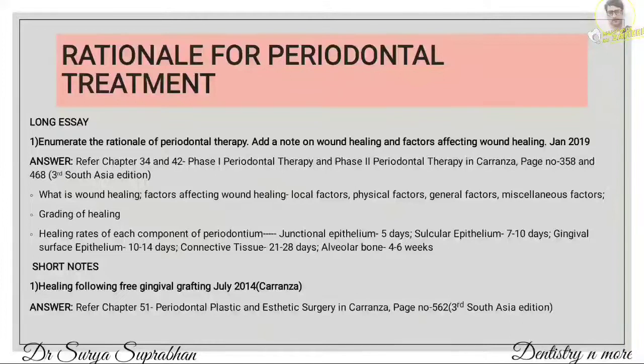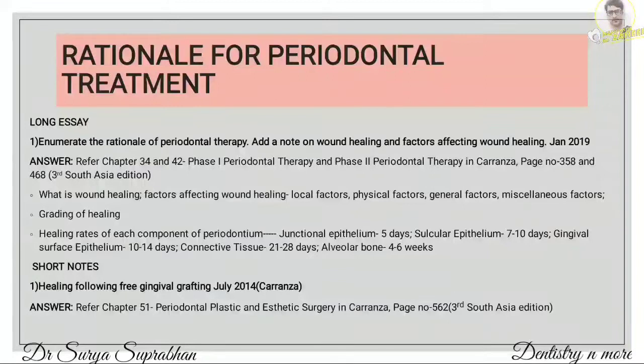And then moving on to the second part of the question, add a note on wound healing and factors affecting wound healing. So first you have to write what is wound healing, and then for factors affecting wound healing you have to write about the local factors, the physical factors, general factors and miscellaneous factors. And then you can also write about the grading of healing, and then about the healing rates of each component of periodontium, that is how many days junctional epithelium takes for healing, how many days sulcular epithelium, and then epithelium, connective tissue and alveolar bone take for healing.